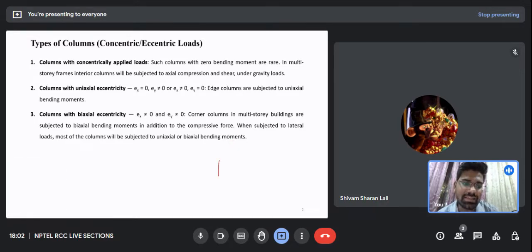To visualize this, I don't think you must be having any difficulty. If the column is purely loaded axially, then we call it a concentrically applied load. And if the column is loaded at some other point, for example at this point, then it will have some eccentricity e, because of which we will call it a uniaxially bent column. In the second case, if we have a load lying somewhere here, we have eccentricity in both directions, and that is the reason we will call it a column having biaxial eccentricity. So this was the classification of columns based upon the loads.